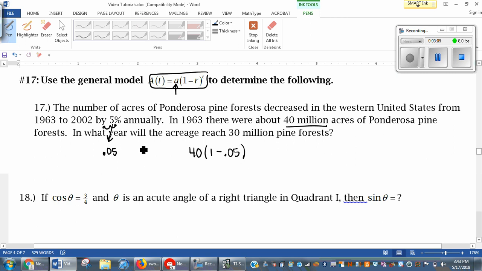And then it says, in what year will the acreage reach 30 million? So you have to decide, is 30 million a time? No. 30 million is the ending amount of acres that we want to end up with. So we actually need to look for t. What I'm going to do first is combine my like terms. So I'm going to say 30 equals 40 times 0.95 to the power of t. From there, I'm going to divide by 40. So on the left, I'm going to get 0.75.